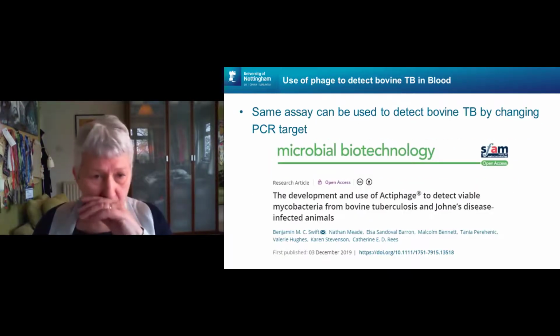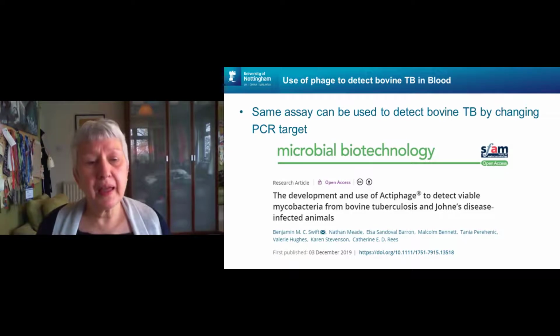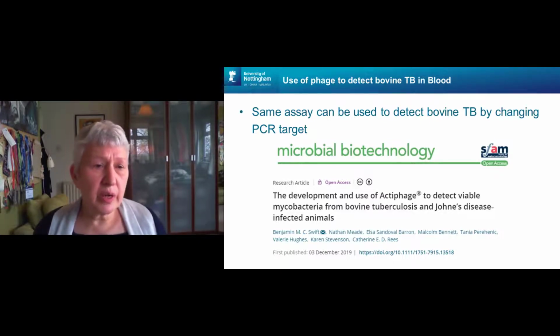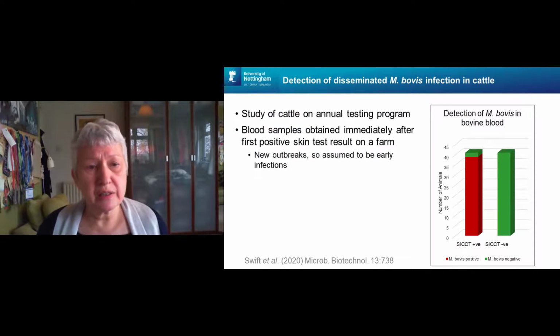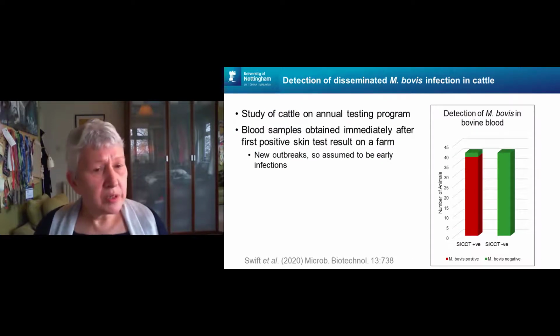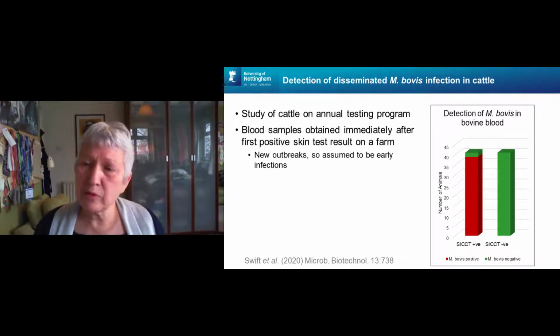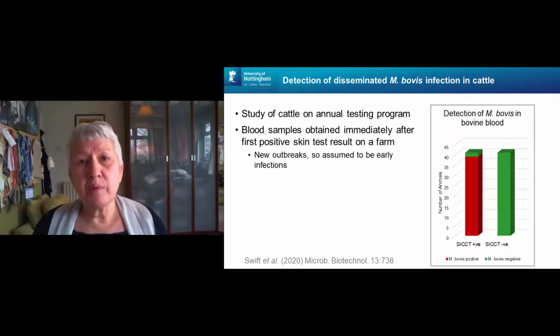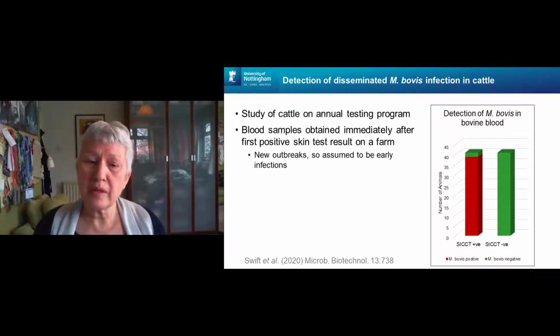So this was the paper where we published this new method, and we didn't just do Johne's disease. We also looked at bovine tuberculosis in this paper. And just to show you a quick snapshot of those results, we did a small study using cattle on an annual test program for bovine TB. And this meant that it was very unlikely we would have animals in an advanced stage of infection. They were all going to be caught within that first year of infection.